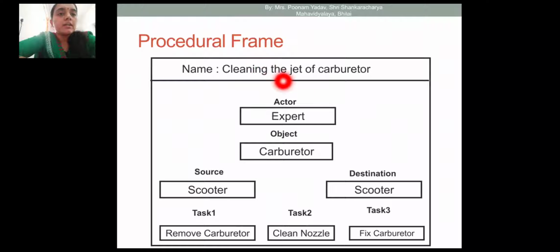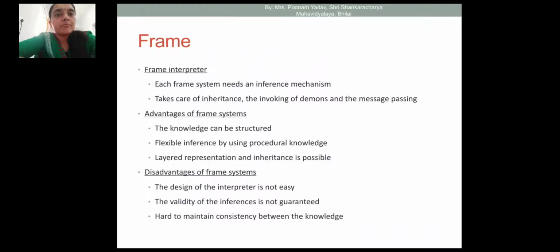So for example, cleaning the jet of a carburetor. The actor is an expert, the object is the carburetor, and the source is the scooter, the destination is the scooter. Then the first task is removal of the carburetor from the scooter, then clean it and fix it to the scooter again. So these three tasks are there. So this is the procedural frame.